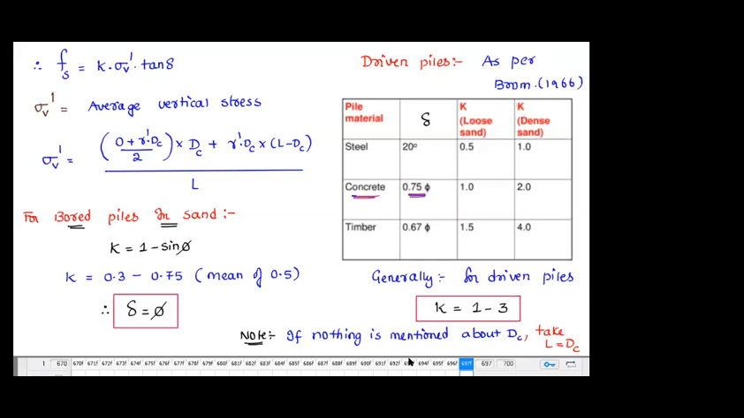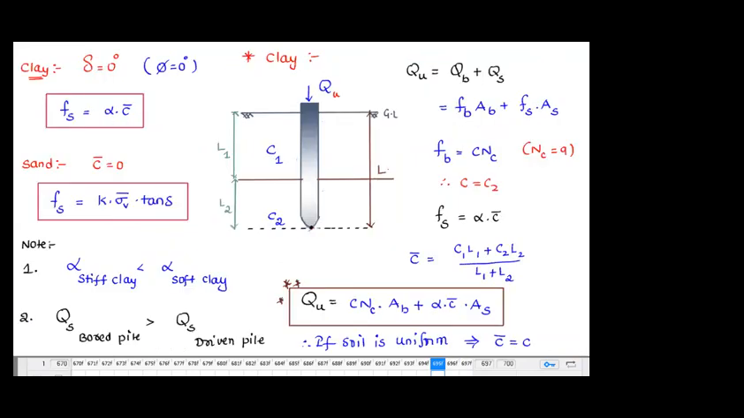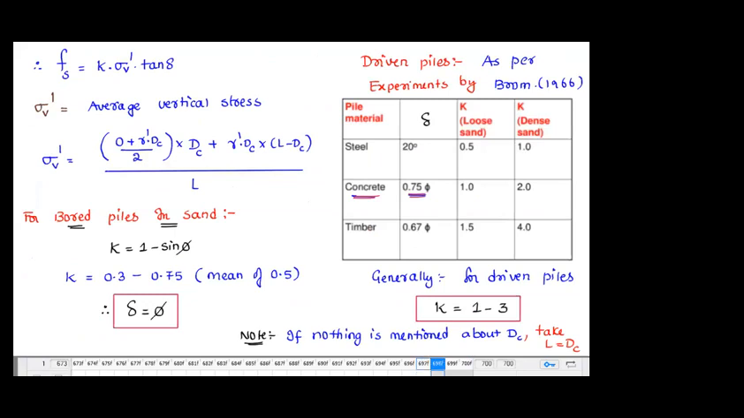Sir, how did he obtain these values? By means of experiments only. Whatever the experimental studies by Broms, he has given these values. But if it is in the case of the bored piles, you don't need to worry. You just take delta equal to phi. Okay, so I hope you understood. If I solve a question based upon this, then it will be much easier for you.